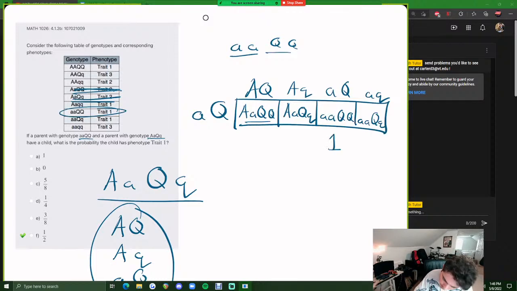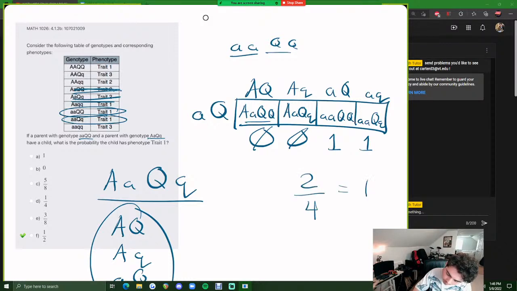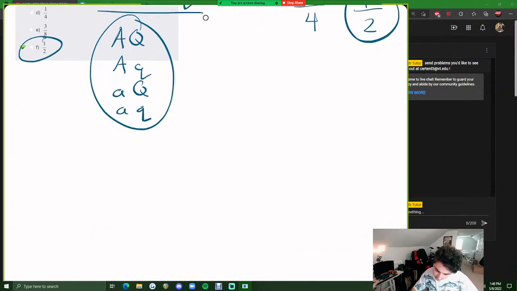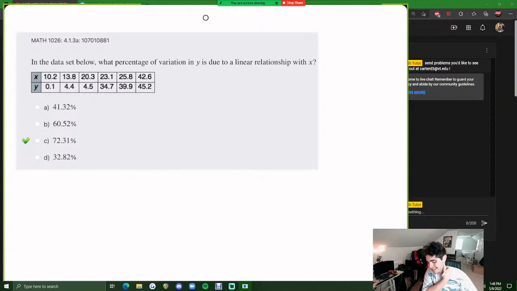So we have 1 out of 4 so far. And then the last one, lowercase a's, 1 uppercase q, is also trait 1. So that means not the first one, not the second one, but the last 2 out of 4 could possibly be trait 1. So that's 1/2 of all the possible child phenotype options. I hope that makes sense. That's where this 1/2 is coming from. Just wanted to do one example of that to give some insight on the genotype phenotype situation.